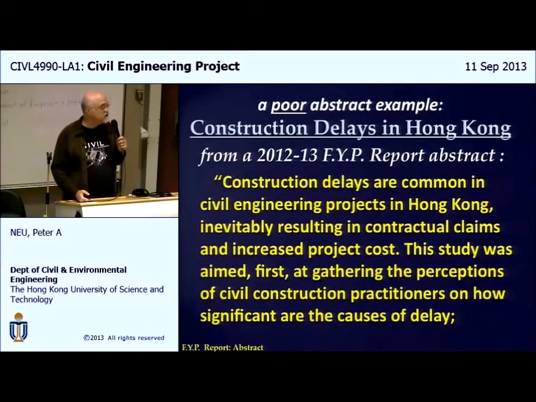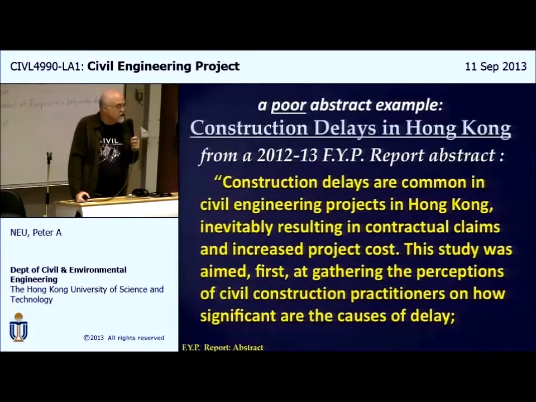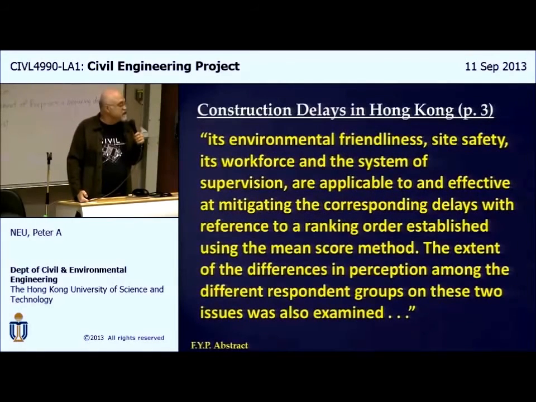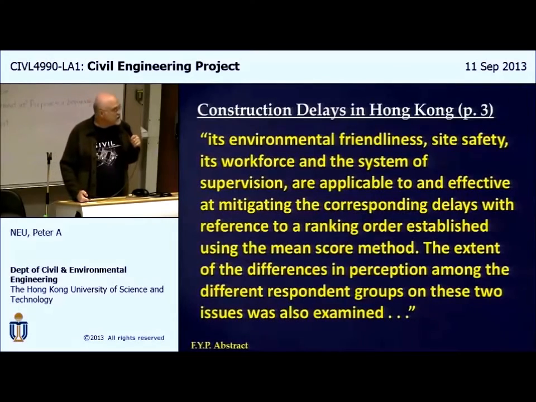Construction delays are common in civil engineering projects in Hong Kong, inevitably resulting in contractual claims and increased project cost. This study was aimed first at gathering the perceptions of civil construction practitioners on how significant are the causes of delay. And second, investigating whether the suggestions as stated in the report of the Construction Industry Review Committee, which comprises members with good standing and knowledge in the construction and related fields, as well as those from other professions who are responsible for the examining of the current state of the construction industry in terms of its output quantity, the quality of work, its environmental friendliness, site safety, its workforce, and the system of supervision are applicable to and effective at mitigating the corresponding delays with reference to a ranking order established using the mean score method. Take a breath. The extent of the differences in the perception among the different respondent groups on these two issues was also examined. Whew.